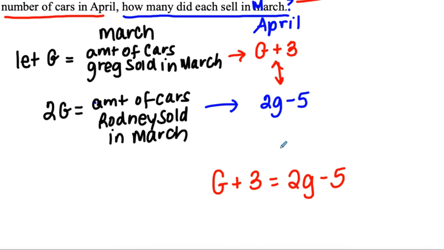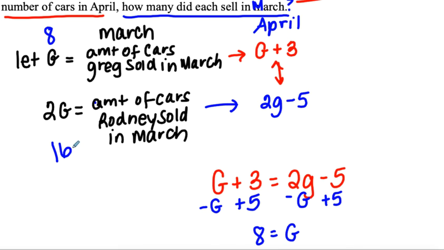And then we solve our equation. We balance. So I'm going to add 5 to both sides, and I'm just going to subtract G. So 8 equals G. So Greg sold 8 cars in March, and Rodney sold 16 cars in March. And there are my 2 answers.